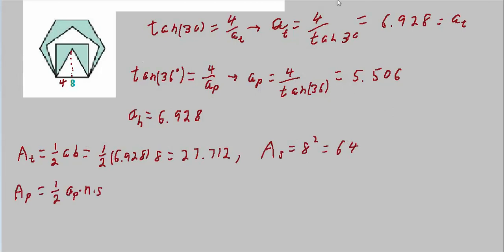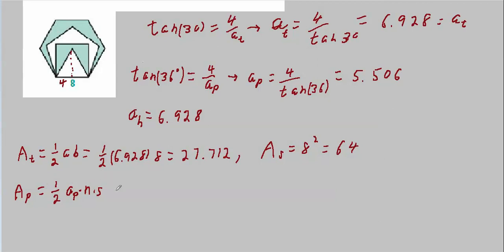Now for the pentagon, we once again write out our generalized polygon formula here. A sub p is the altitude, or the apothem, for this particular pentagon. n is going to be 5, that's how many sides we have, and s, of course, is going to be 8.